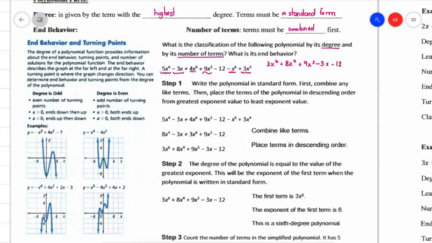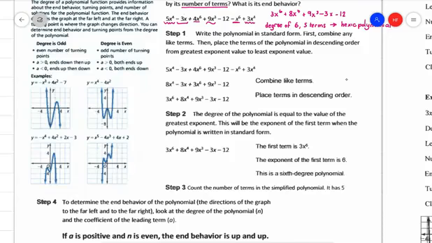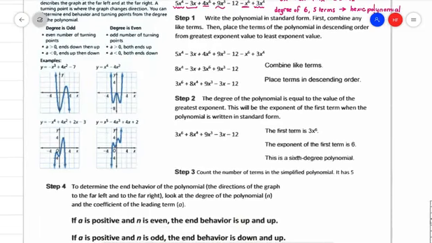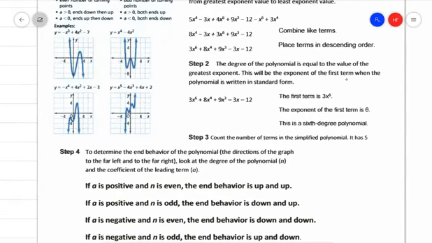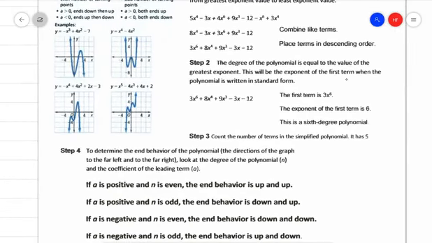So we need to find the degree and number of terms. The degree is 6. And we have 1, 2, 3, 4, 5 terms. So that means this is a hexic polynomial. So this goes through the steps. First, we need to combine our like terms, place them in descending order, and then we look at the degree and the number of terms.